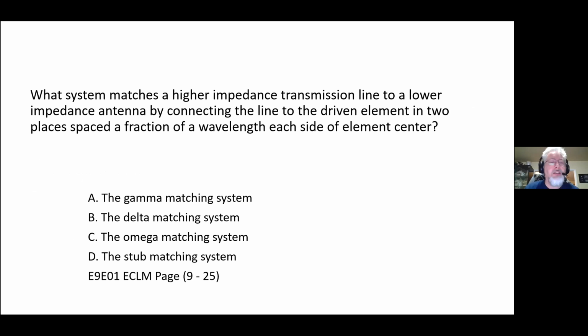What system matches a higher impedance transmission line to a lower impedance antenna by connecting the line to the driven element in 2 places spaced a fraction of a wavelength each side of the element center? A gamma match system. B, a delta matching system. C, the omega matching system. Or D, the stub matching system. Bravo. Bravo is correct, a delta matching system.